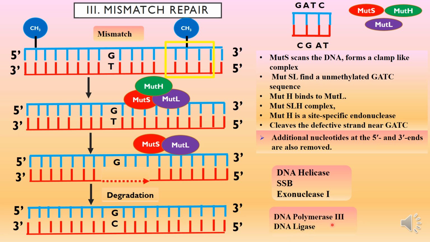Then the DNA polymerase 3 will come and it will replace the defective bases with complementary base pairing, and DNA ligase will seal the gap. So this is how the mismatch repair mechanism works.